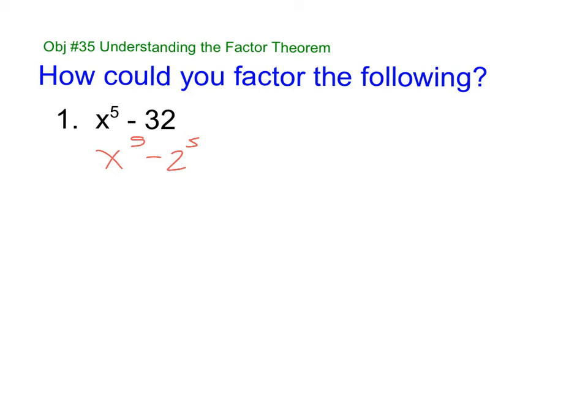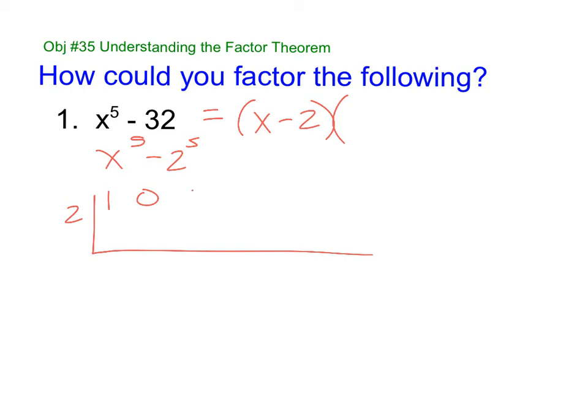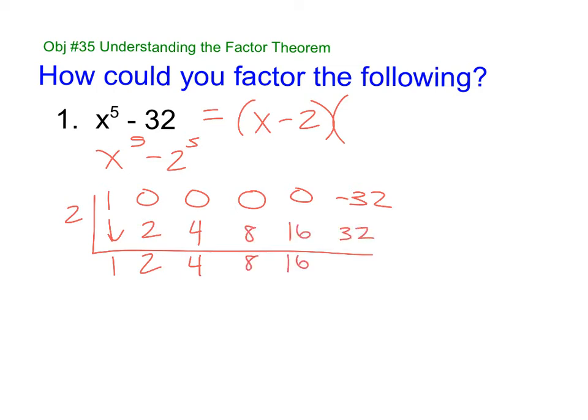Well, since it's 2 to the 5th, my guess is this thing, x minus 2, will go into that. So you can either use synthetic division or long division to figure out the rest of it. So I'm going to use synthetic. So since it's minus 2, I'm going to put a 2 on the outside. X to the 5th, and then the 4th is missing. 3, 2, 1, and then negative 32. So 1, 2, 2, 4, 4, 8, 8, 16, 16, 32, 0.